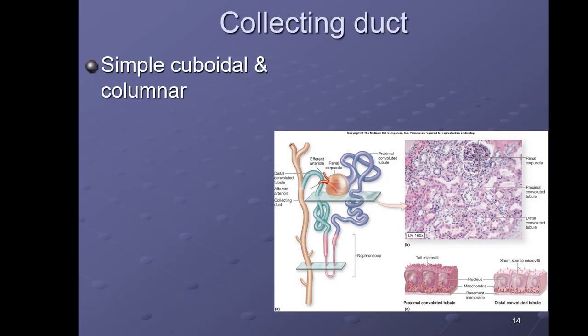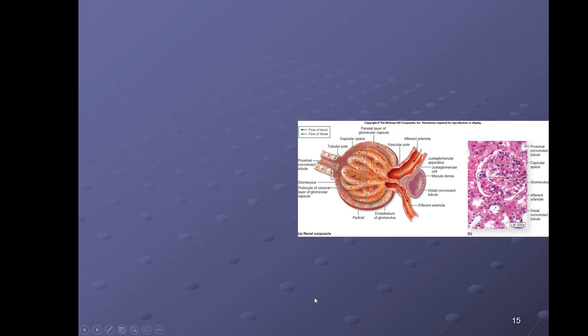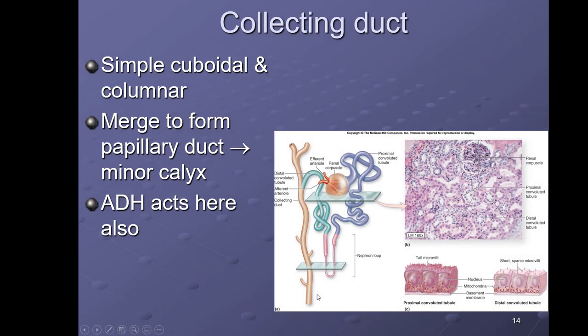And so the collecting duct itself, simple cuboidal and columnar, is going to merge to form the papillary duct where the renal papilla is, and eventually lead into the minor calyx. An interesting thing that is not really shown in this picture is that there are multiple nephrons per collecting duct. So in other words, you can have multiple nephron units that all drain into the same collecting duct. Looking at this picture, this is a distal convoluted tubule from another nephron. Here's another one, and they're all kind of draining into this collecting duct.